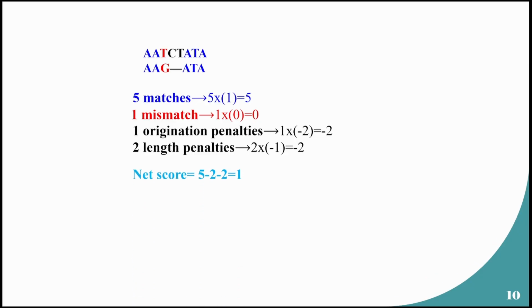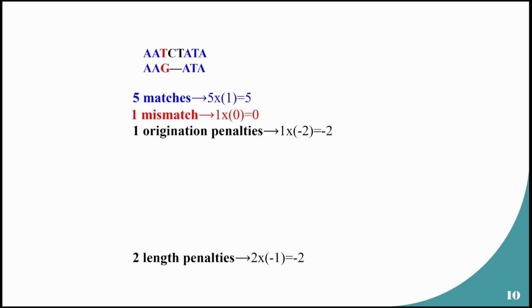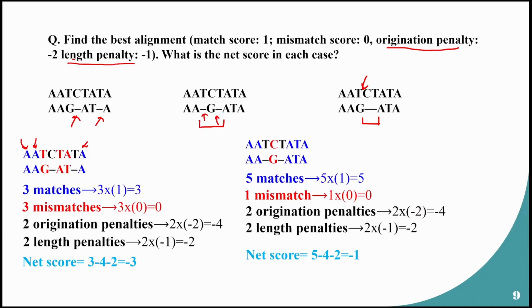So the last one is -1. The first and second one are -3, -1. Yeah, so the last one is +1, right? So ultimately the best alignment score is the third option, right? So technically this one will be the best alignment among the 3 if you go by the scoring system that is provided in the question. So the more positive or the less negative, the better the alignment here.